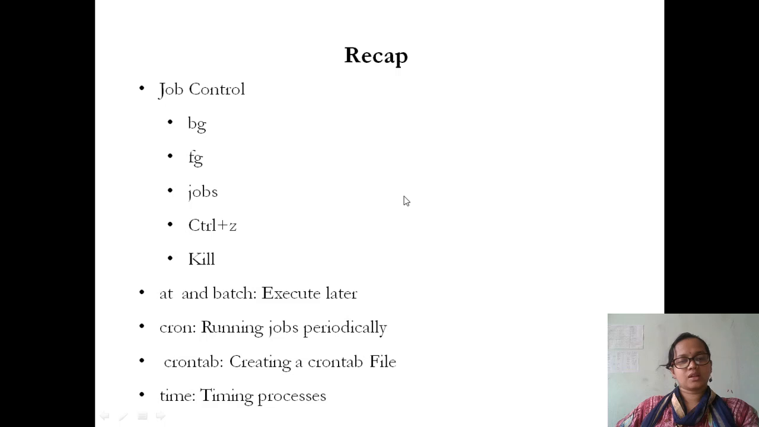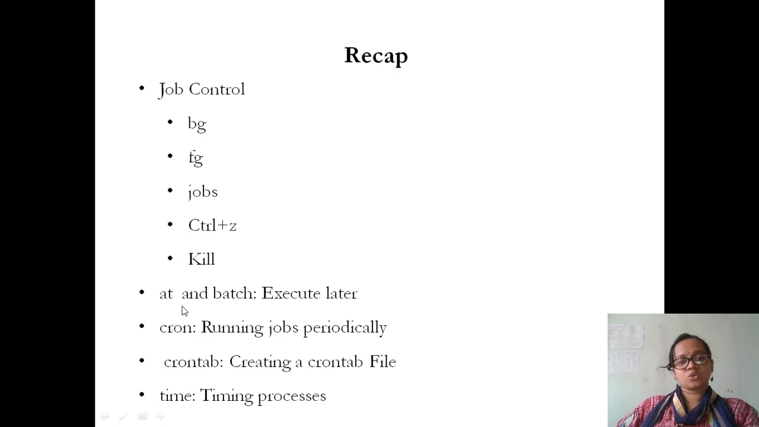Before that, a small recap. In the previous session we dealt with how to control jobs by using commands like the BG command and FG command, background and foreground, and also how to list the jobs, how we can stop our currently executing programs, and also how to kill a process. Next, the AT and batch.